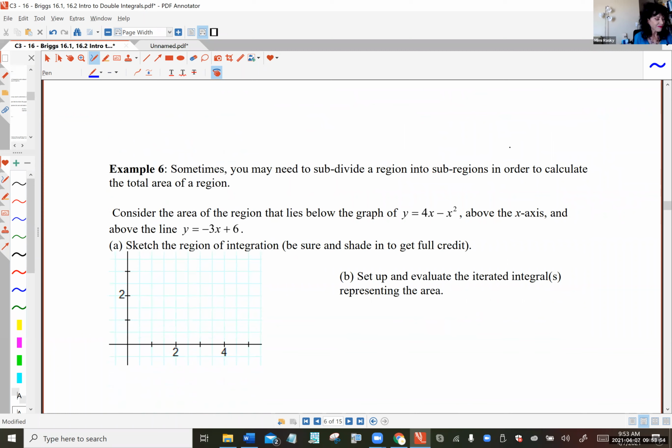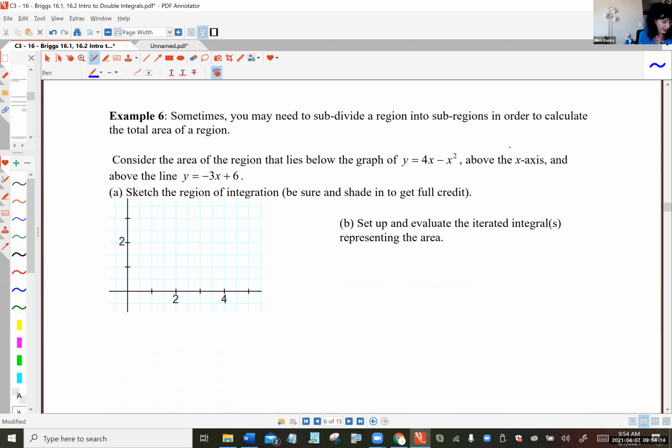So example 6. The reason why I want to do this is sometimes when you're given a region, it's just wacky and you may have to cut it up into pieces just because. And you had to do this in Calc 1 too. When I teach area between curves, I give a problem similar to this, where you can't do it with a single integral because the taller minus shorter varies.